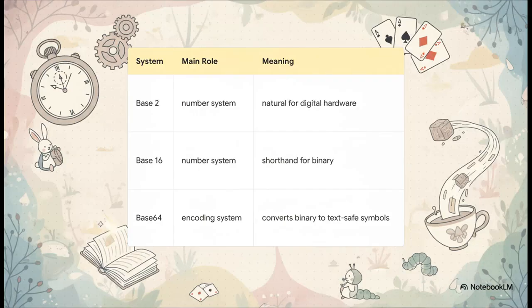So, to finally answer our original question, let's just put everything in context. You've got base 2, binary, which is a true number system for machines. Then you have base 16, or hexadecimal, which is basically a number system humans use as a convenient shorthand for looking at binary. But Base64? It's in a totally different category. It is an encoding system designed for one primary job: safe data transport.